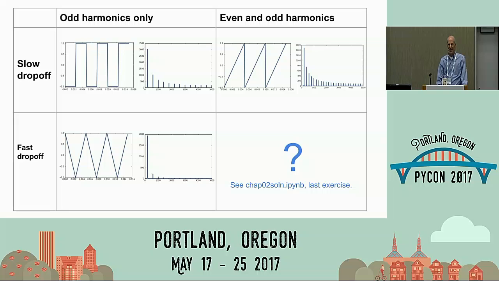So we've got kind of 3 out of 4 quadrants that are occupied, and my question for you is to see if you can think of what the waveform might look like that occupies the lower right-hand corner, meaning that it has both even and odd harmonics, but they drop off fast in the same way that the triangle wave does. Think about that. We'll talk about it in a couple of minutes.